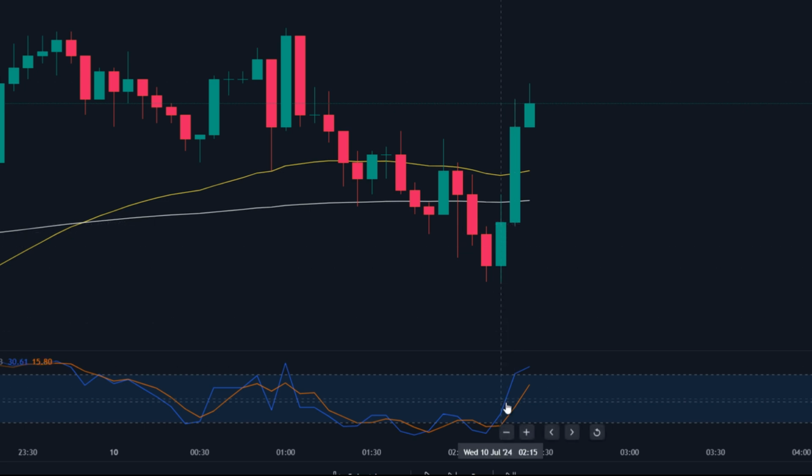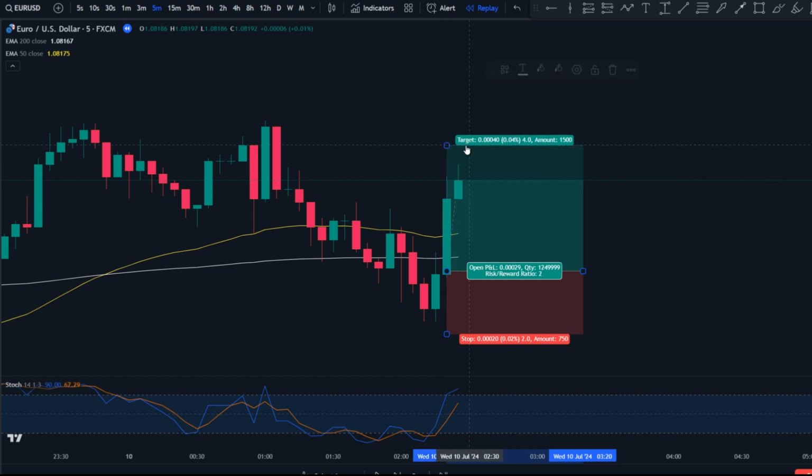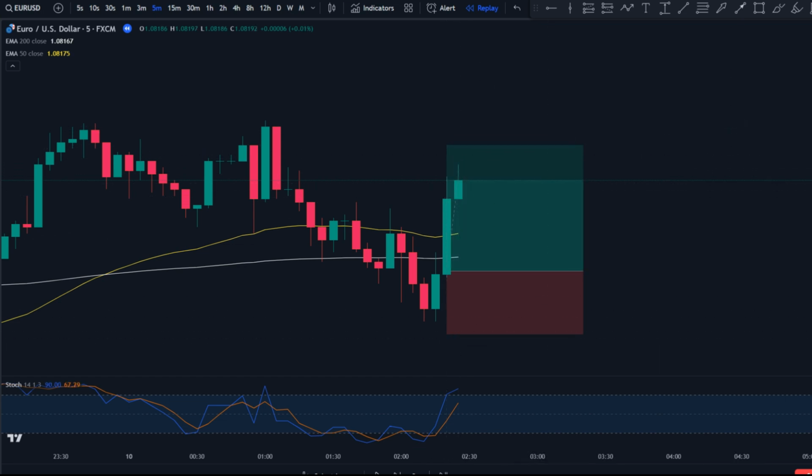So all conditions are met, therefore this will be our valid buy entry after this green engulfing candle. We will be going long here with the stop loss below the recent swing low, and we will aim for a 1:2 ratio.